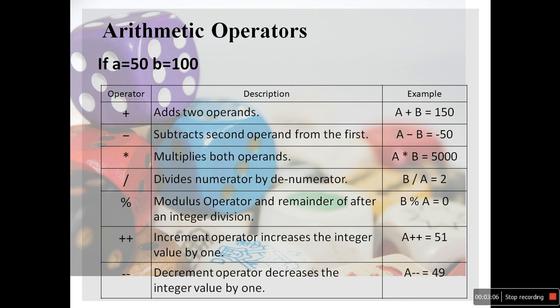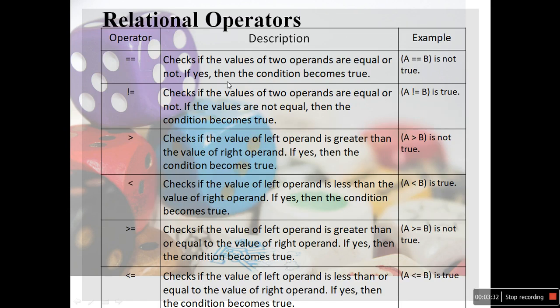Plus plus means increment, and if you go minus minus, that means it is the decrement operator. Plus plus increments the value of a by 1, that is 51. And minus minus is the decrement operator, which will decrease the value of a by 1.